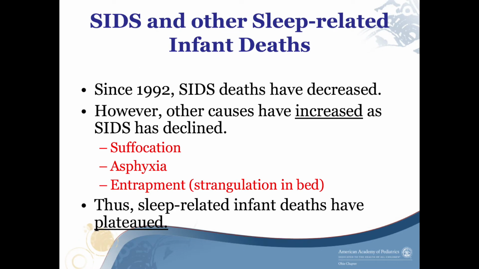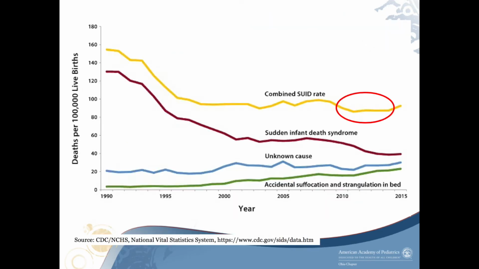So since 1992, as a result of this campaign and the safe sleep recommendations, SIDS deaths, or the sudden infant death syndrome deaths, have decreased. However, other causes have increased or come out as SIDS has declined, and I think some of this is just better coding and better diagnosing. But regardless, we have seen an increase in suffocation, asphyxia, strangulation events in bed. And so overall, our sleep-related infant death rates over the past several years have really plateaued quite a bit.